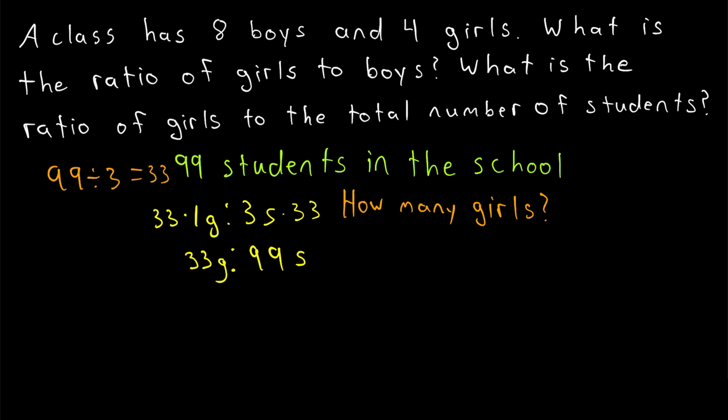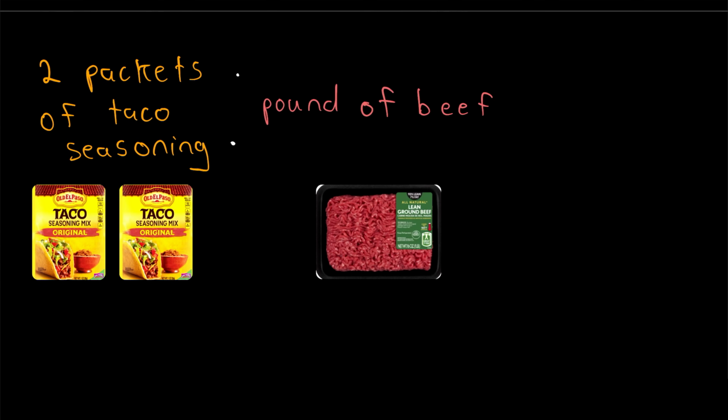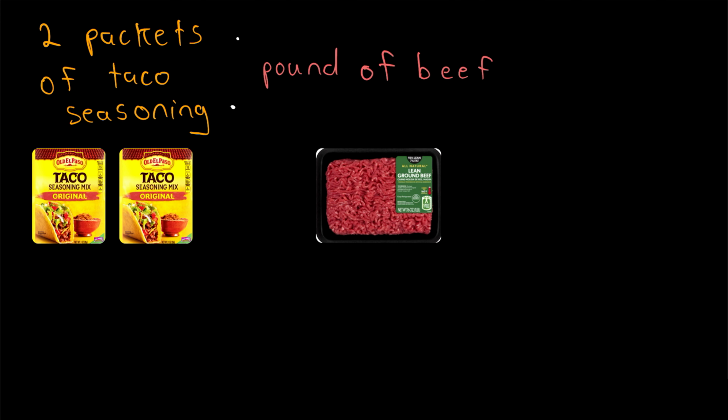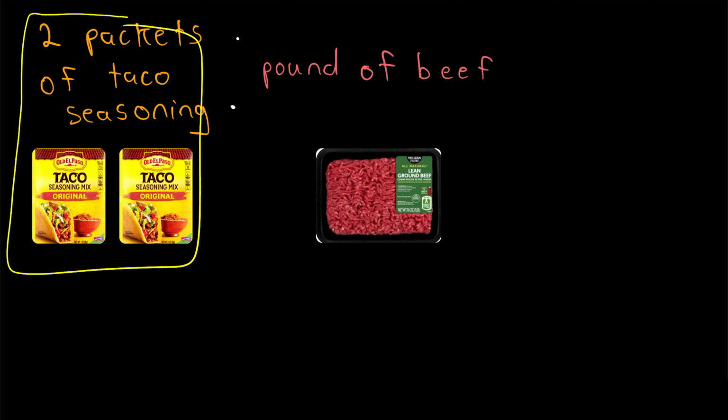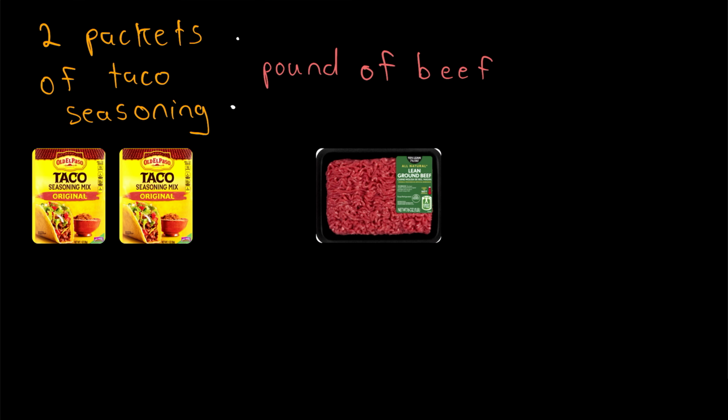So that's an example of how we can scale a ratio. In this case, we scaled it up in order to find an actual number of girls among a number of students. Another example of when you might want to scale a ratio up or down is when you're using a recipe to cook something. Imagine you're making tacos and you've got to use 2 packets of taco seasoning for every pound of beef. But you want to make 2 pounds of beef. Well, if the ratio is 2 packets to each 1 pound of beef, and you want to make 2 pounds of beef, then you would multiply both parts of this ratio by 2, and you'd have a ratio of 4 to 2. In other words, for 2 pounds of beef, you'll need 4 packets of taco seasoning.